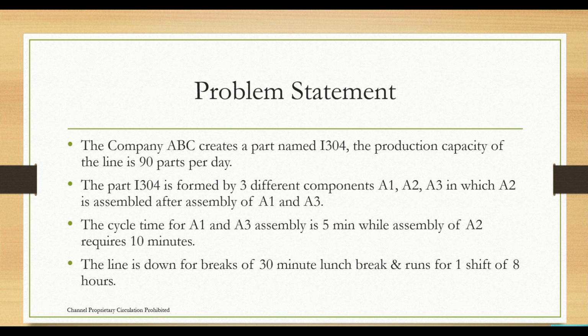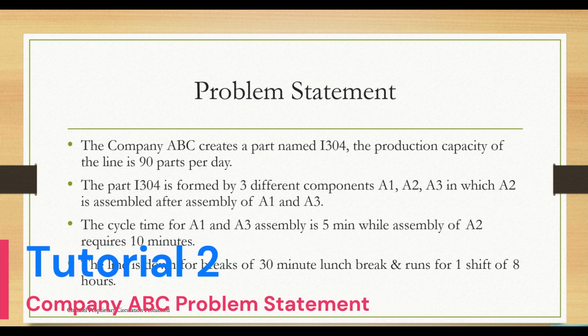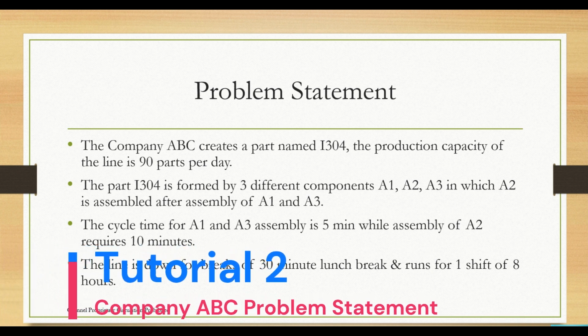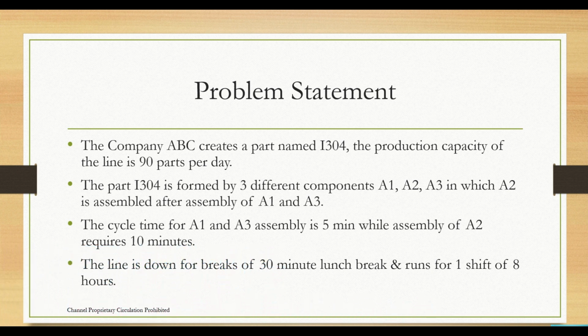In today's tutorial, we have considered a company named ABC, and it has a part named I304. We are going to analyze the production capacity for I304 and the issues in the line, if we have any, and we are going to bring in a recommendation for that. So we are going to model this in our Flexsim model. So this is the problem statement.